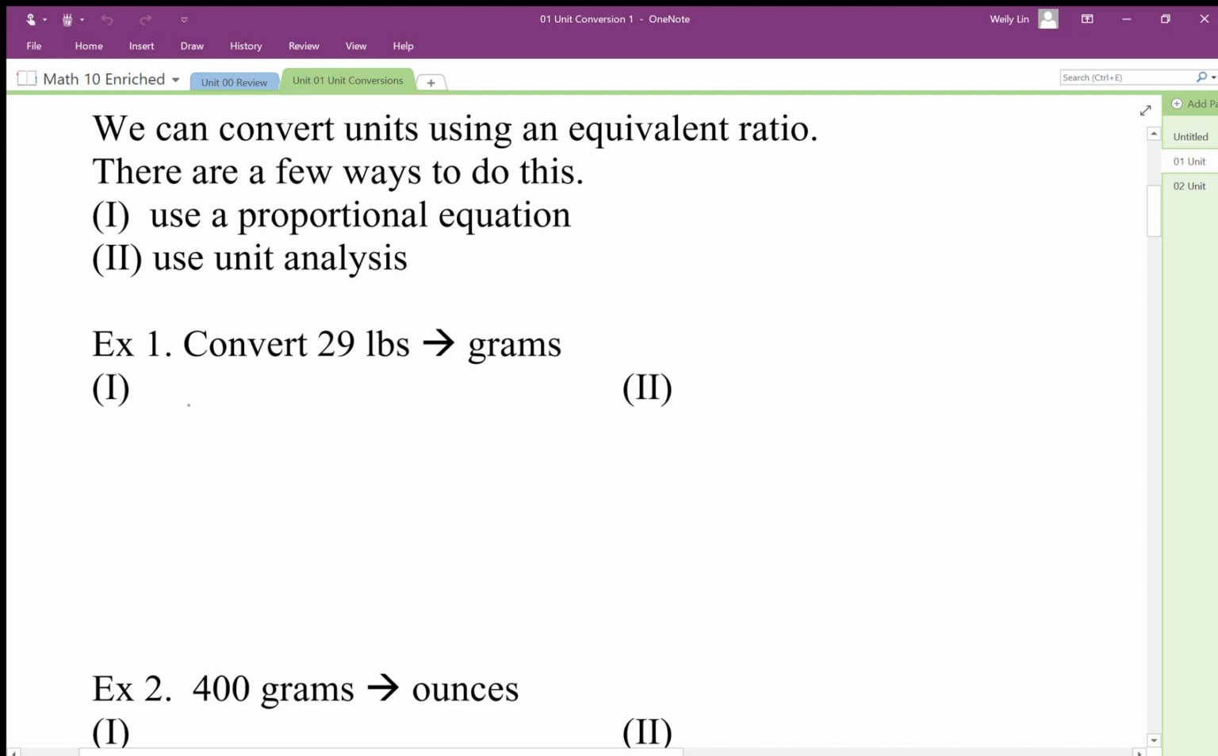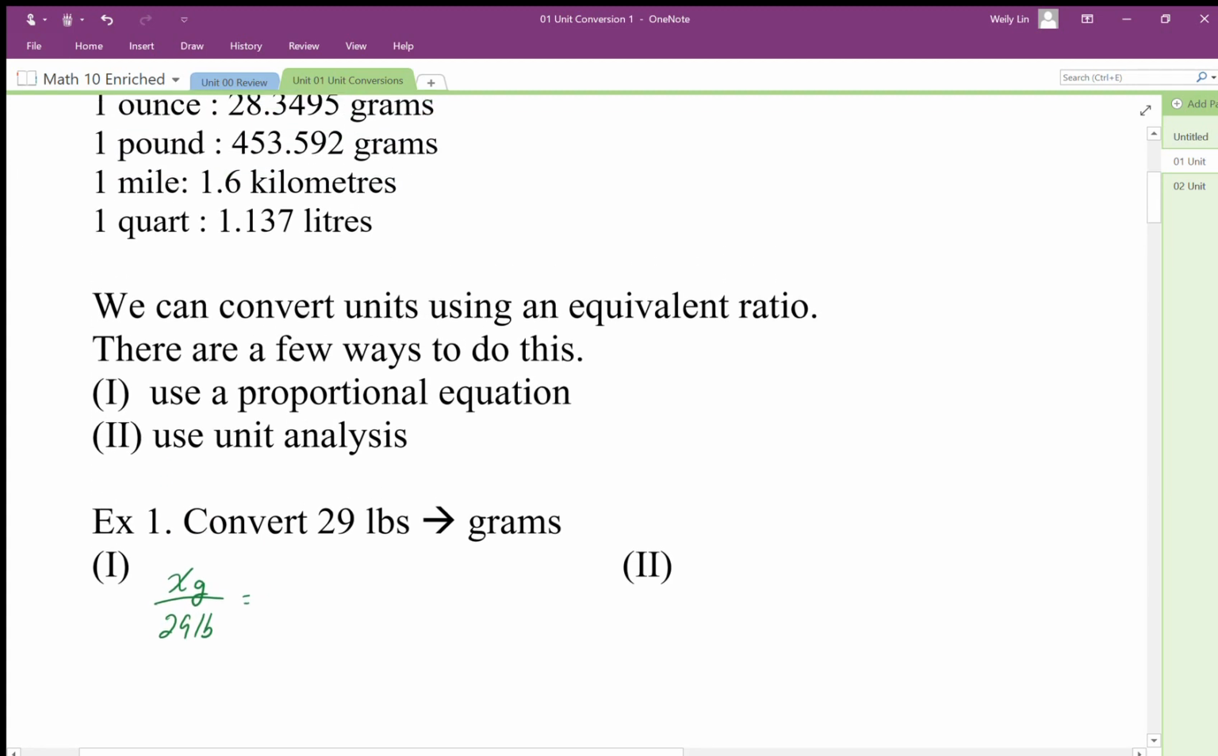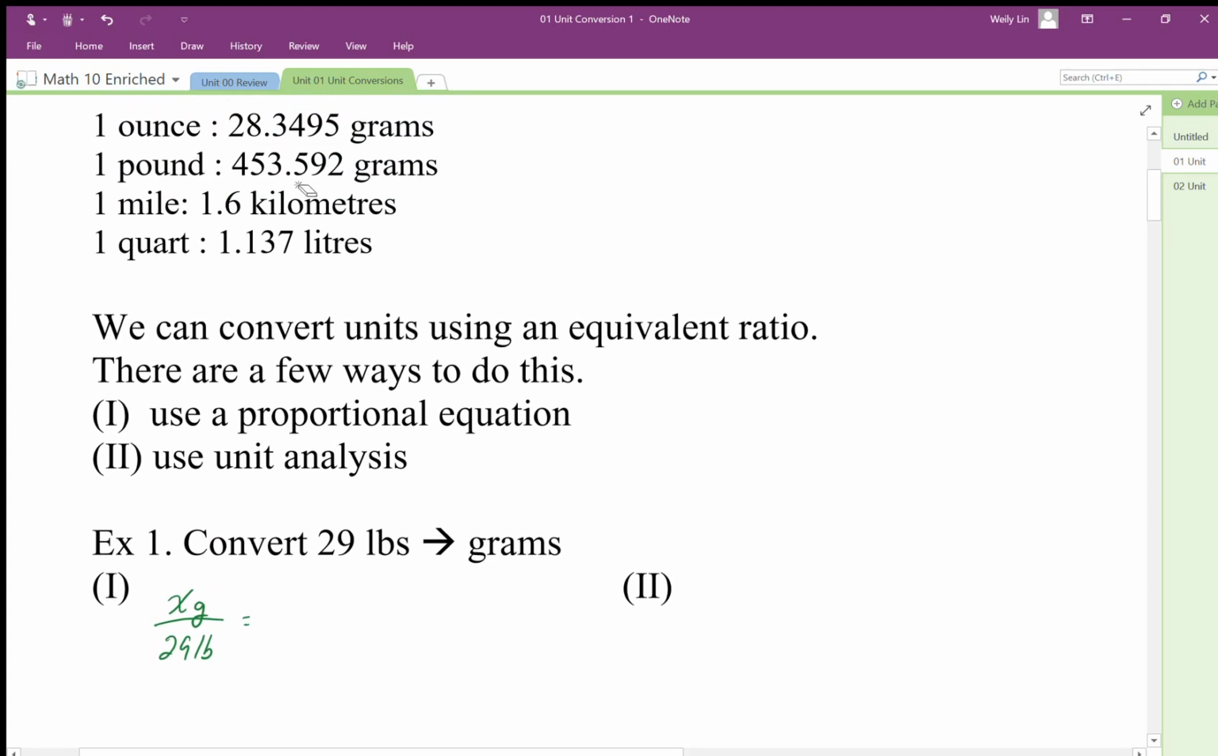We can say that we want to convert pounds to grams, so we want to compare some unknown number of grams to 29 pounds, and we make that equivalent to a proportion that is already set. So in this case here, we want pounds and grams. So we're going to go 450, we're going to round that to 454 grams to 1 pound. Okay, and then we're going to use our proportion to solve this relationship.